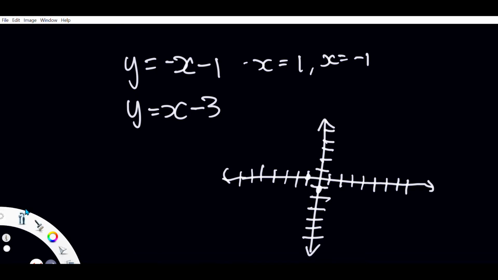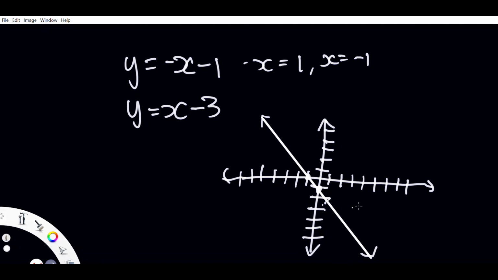So now we can graph a line, connecting these two points. Let's get two points over here. Okay, now that we have two points, let's graph our first line. So that would be our first line.